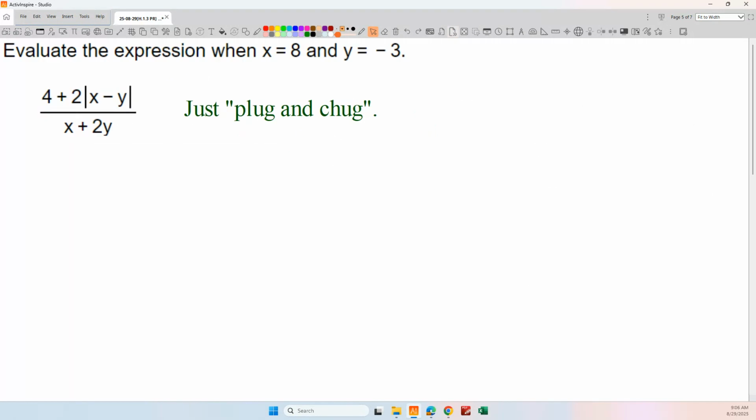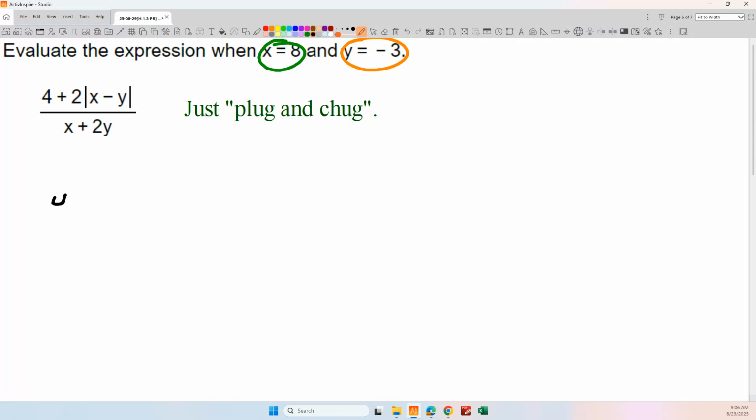So what are we doing here? This looks a little different. It says evaluate the expression when x equals 8 and y equals negative 3. Yeah, right? Evaluating just means plugging values in and simplifying. So this is just what I would call a plug and chug problem. We're just going to plug in these values, and then from there we're just going to simplify using order of operations. So to get that guy and that guy, and what's that give us?